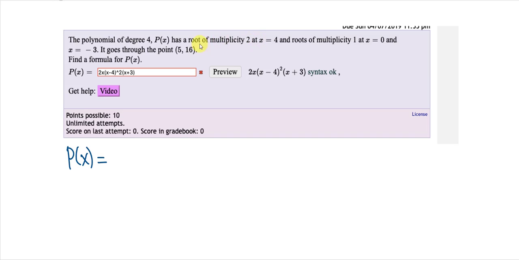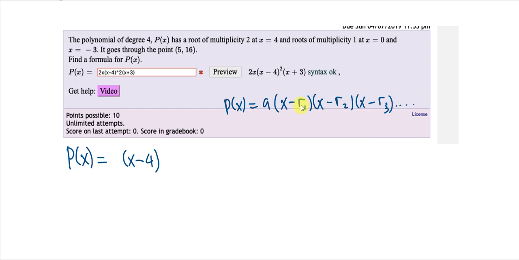Now, when it has the root of x equal minus 4, x equal 4, that means you have x subtract 4. Because remember that the general rule for any polynomial is a, x minus r1, x minus r2, x minus r3, and so on. R1 is the root 1, R2 is the root 2, R3 is the root 3, and so on. A is just a constant. So I have A is a constant. X minus, the first root here is when x equals 4, which is R1 equals 4, so I put here.